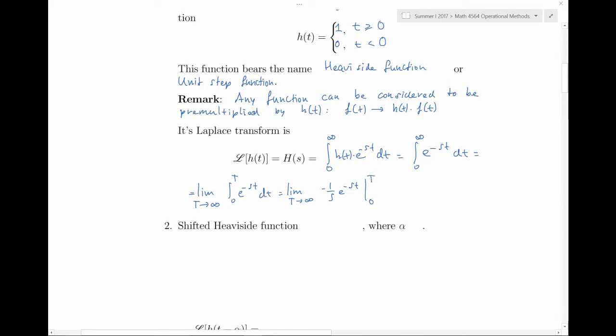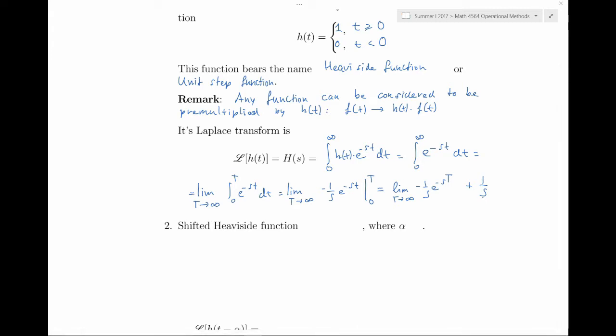When we plug in capital T and 0, we get this. It's the limit as capital T goes to infinity of minus 1 over s e to the minus s capital T, plus, because we subtract a negative quantity, 1 over s, which is what this formula yields if we plug in t equals 0.